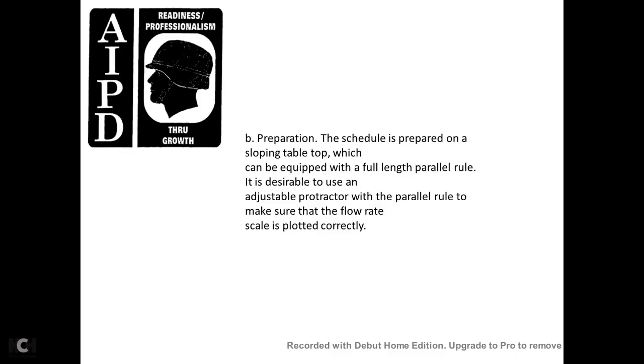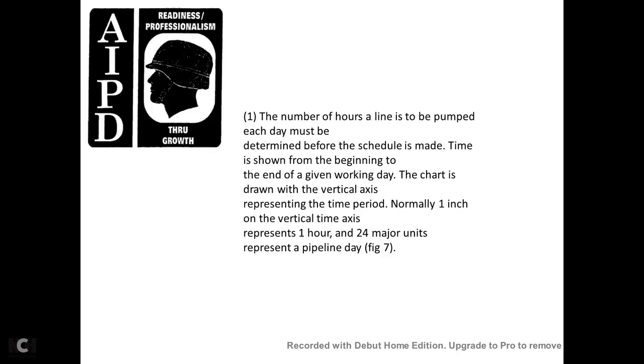The schedule is prepared on a sloping tabletop, which can be equipped with a full-length parallel rule. It is desirable to use an adjustable protractor with the parallel rule. Make sure that the flow rate is scaled and plotted correctly. The number of hours the line is pumped in each day must be determined before the schedule is made. The time is shown from the beginning of the day to the end of the given work day.